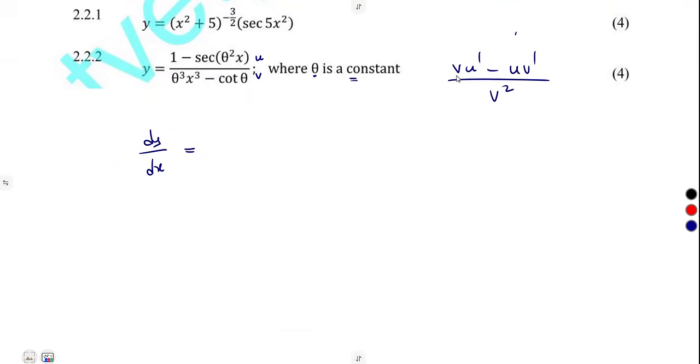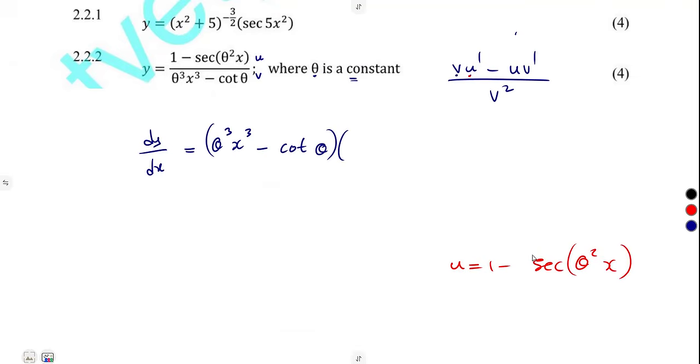So we're going to take our v, which is the denominator, as it is. So that's theta cubed x cubed minus cot of theta. This is our v, times the derivative of u. So we must differentiate u, this one, the numerator, which is 1 minus sec theta squared x.